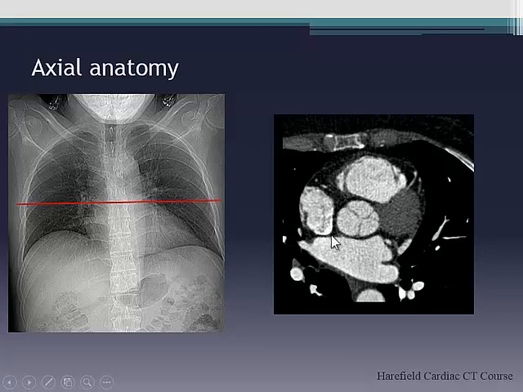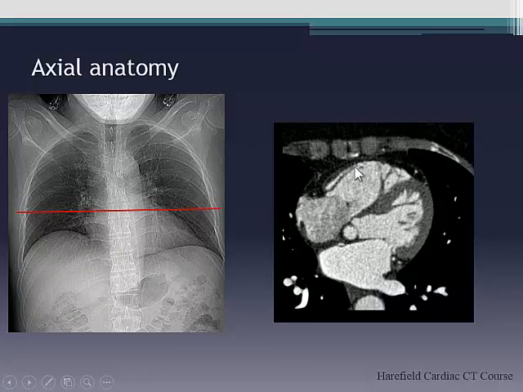So again, you can probably just about see a sinoatrial nodal branch, which is not of any real significance, but it's just good for you to see it. Sometimes you'll see a conus branch going anterior to the conus. Okay, so moving down even further. Now we start getting into the ventricles.